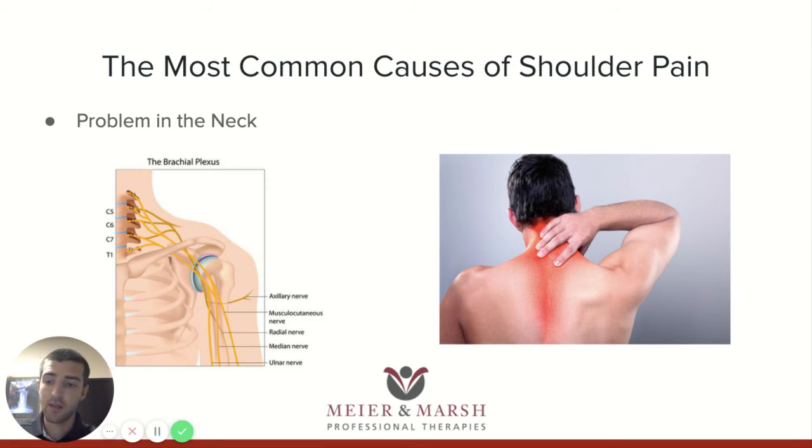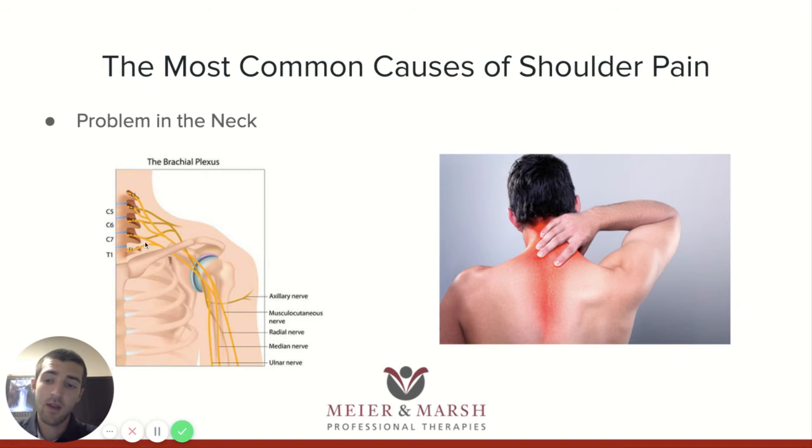So the next common cause is usually a problem in the neck. And this is where having a professional look at your shoulder really comes into play, because a lot of times people won't realize that a lot of their shoulder pain and weakness is coming from the nerves of your neck. If you look to the left here, all the nerves from your spinal cord exit right there in your neck, and they run all the way down your arm. And those are the nerves that innervate your shoulder, your bicep, your wrist, and your hand. Those nerves create the movement and the strength that we have.